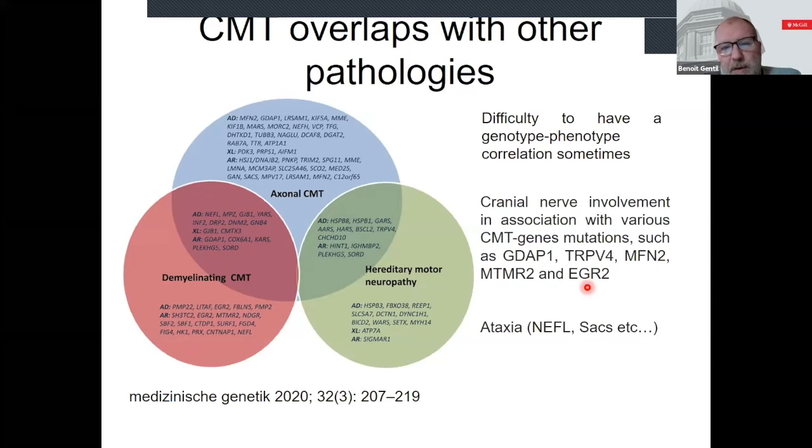Now sometimes it could be more complicated, where you do not have just a peripheral neuropathy, but you could have also signs of ataxia, like you can observe when you have variants of NEFL or variants of SACS. So it's not that easy to differentiate them, especially because of this overlap. And you really have to be aware of this.